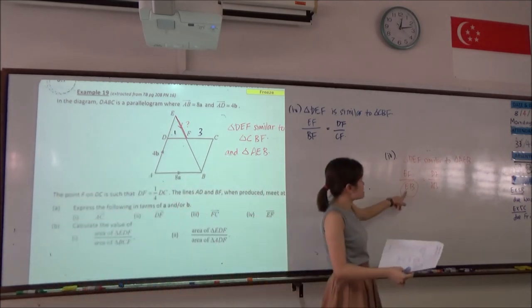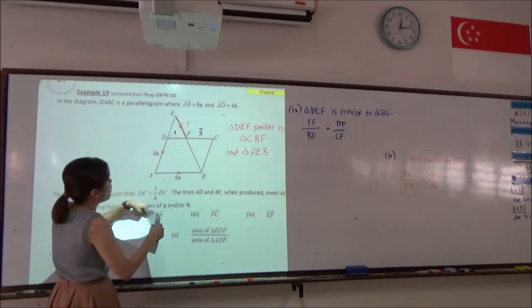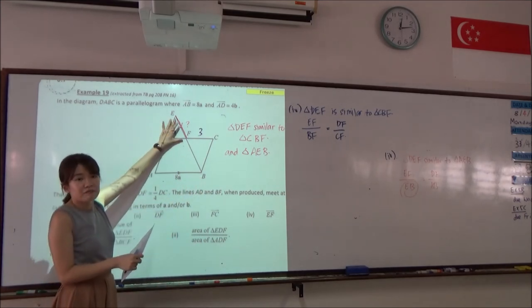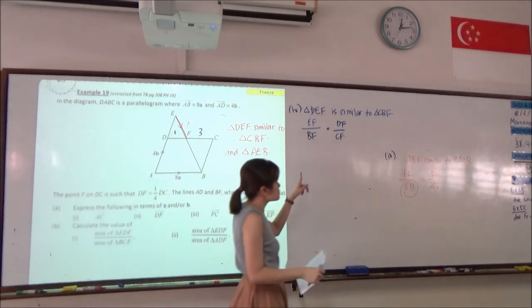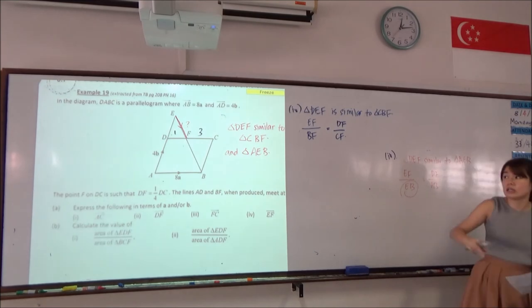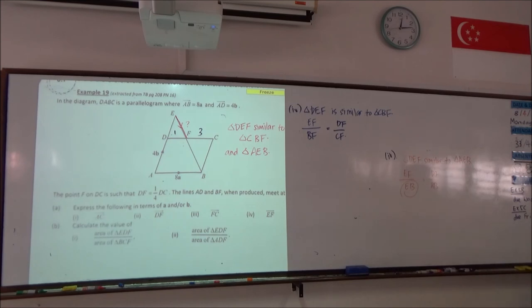Whereas in this option over here, to find out what is EB, we will always be lacking the information of EF. You understand? Because that's something that you do not know. So that's why we will choose to look at these two triangles instead of these two. Sometimes, if you're very stuck looking at one pair of similar triangles, you might want to consider looking at another pair of similar triangles that might be helpful. You understand what I'm saying?